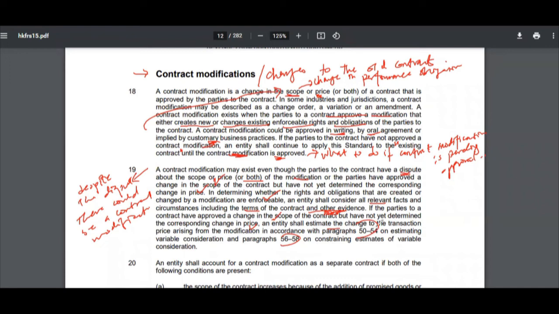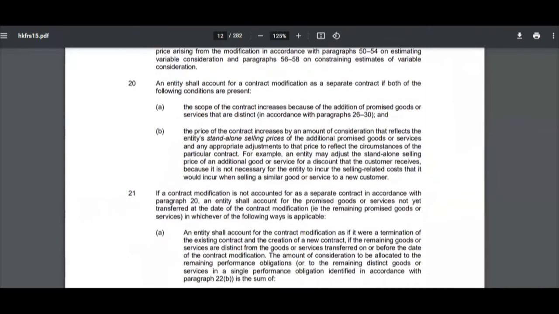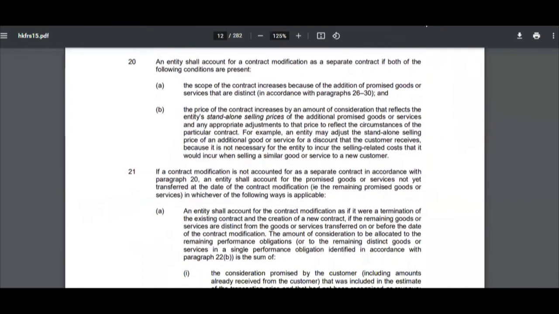So the standard is just telling you what you would do. This paragraph 19 is an extension to this question here. Companies have approved the change in scope, but the price is still pending, so the companies can determine the price by referring to these paragraphs that have been mentioned here. Then there are the other paragraphs, paragraph 20 and 21, right?